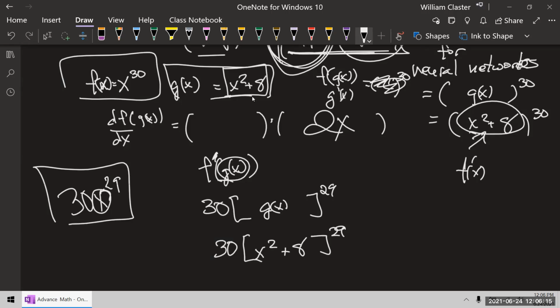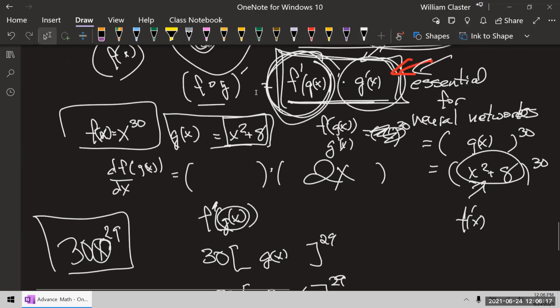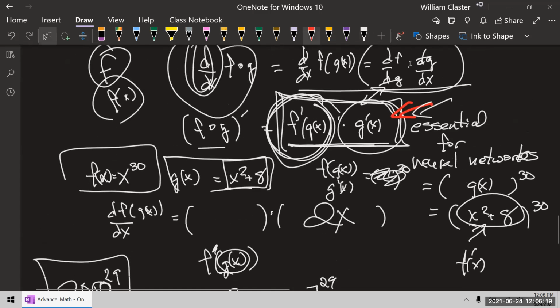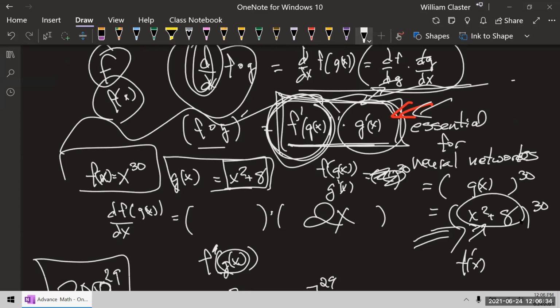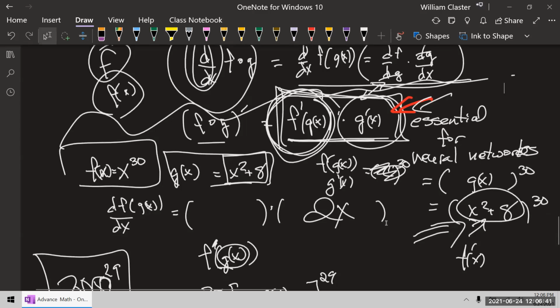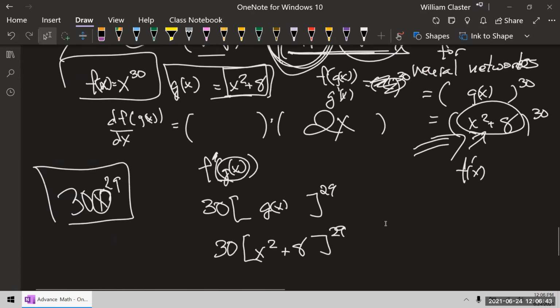Now remember, we had another way to do this. If we want to find the derivative of this, we could just multiply that out 30 times, and then we'd get a huge polynomial, and then we could figure out each piece of it. But of course, that would be horrible. Now we got the answer much more easily than that by just using the formula.